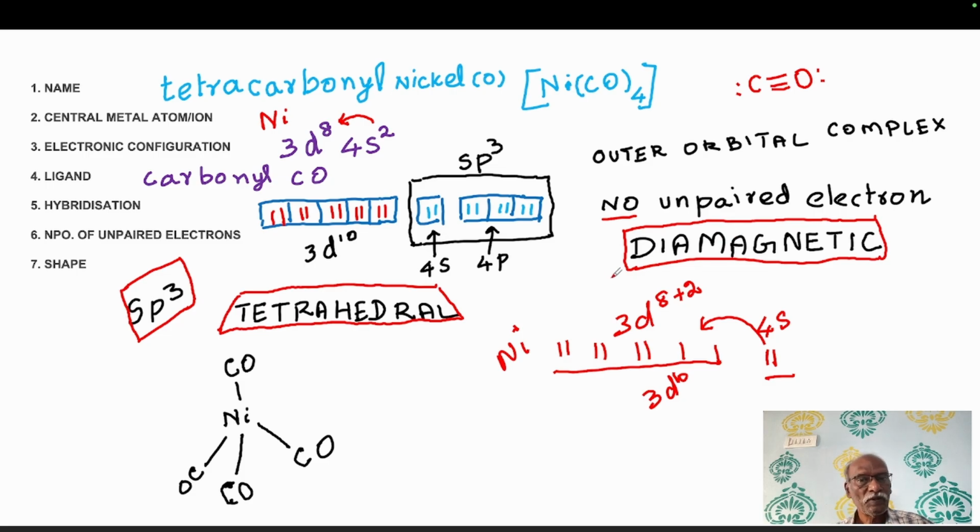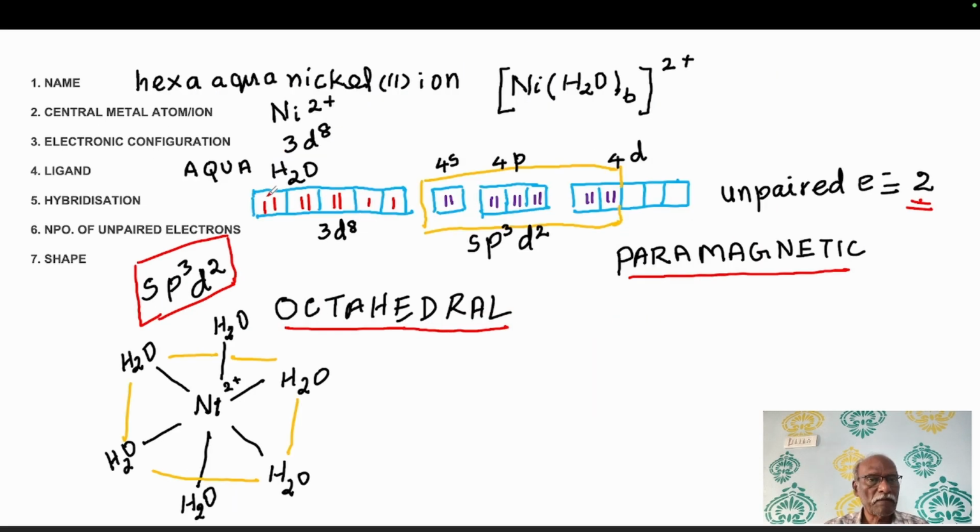And now we have to remember: nickel carbonyl is a diamagnetic molecule. It has no unpaired electron and the shape is tetrahedral because of sp3 hybridization. What are the points to remember? sp3 hybridization and no unpaired electron, diamagnetic, tetrahedral in shape. That's all. That's it. Okay, shall we pass on to the next example?